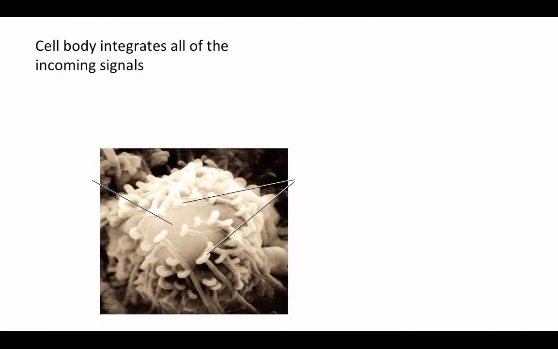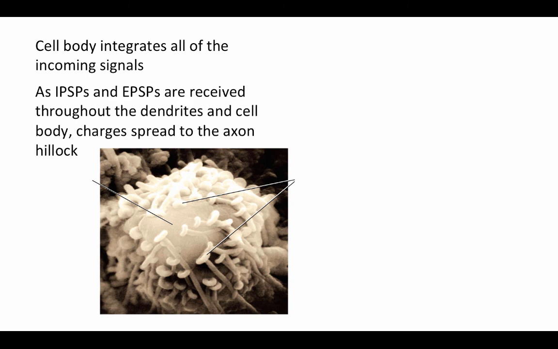So again, the cell body is going to be where all of these different signals coming from all of these different inputs, these different neurons that are communicating with this neuron, sum all of these inputs together. So as the inhibitory postsynaptic potentials and excitatory postsynaptic potentials are received throughout the dendrites and the cell body, the charges are going to spread to the axon hillock, and that's going to be where an action potential is going to be initiated if the cell as a whole reaches that threshold potential.